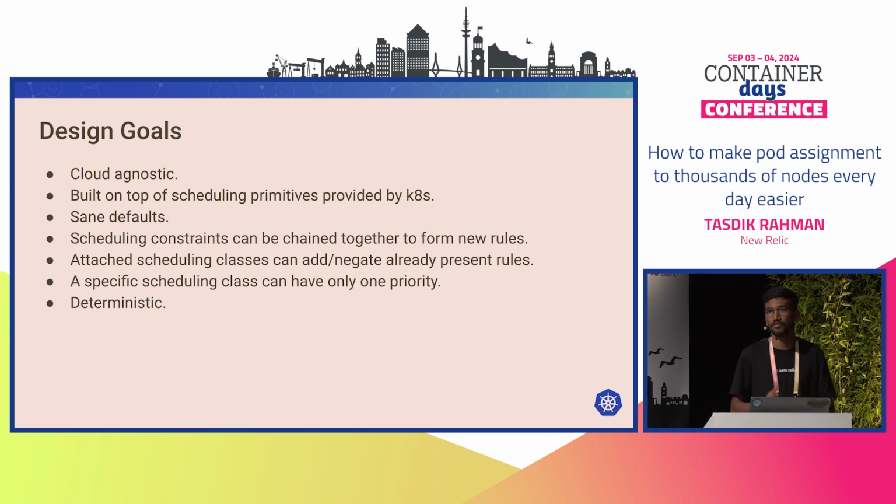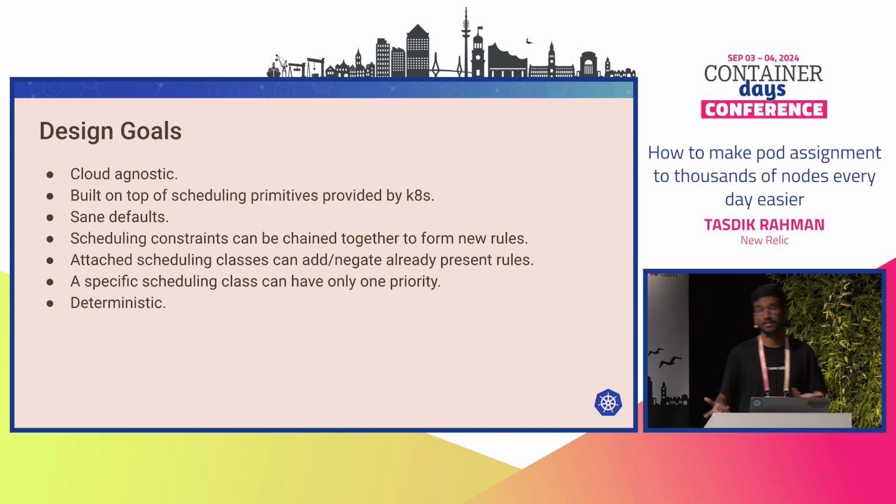Users could opt out of these sane defaults, but we wanted to still provide some sane defaults. Another thing which we wanted to do is take a step forward and think of these scheduling constraints as something which could be changed together to form new rules. And any attachment of these scheduling classes could add or negate already present rules. We also wanted to be able to assign priority to these scheduling classes so that we would be able to prioritize the way in which we would want to attach or detach them.